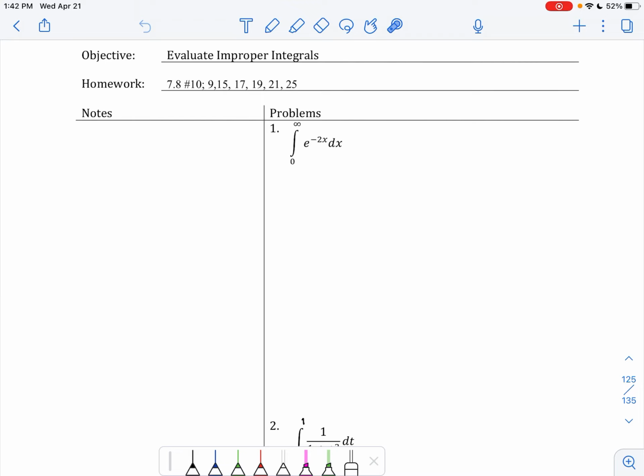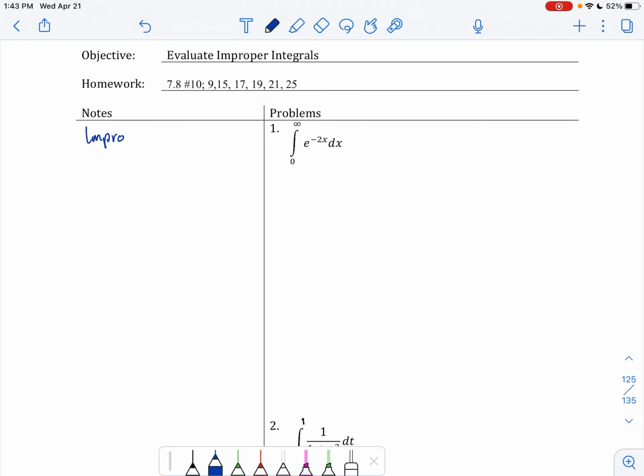So 7.8, I'm going to break into two separate lessons. This is our first one, and we're going to be introducing the idea of improper integrals. So get yourself ready for notes, and we're going to get started. Now, improper integrals, one type that you'll see here, this first type, is where you have an infinity in one of your bounds.